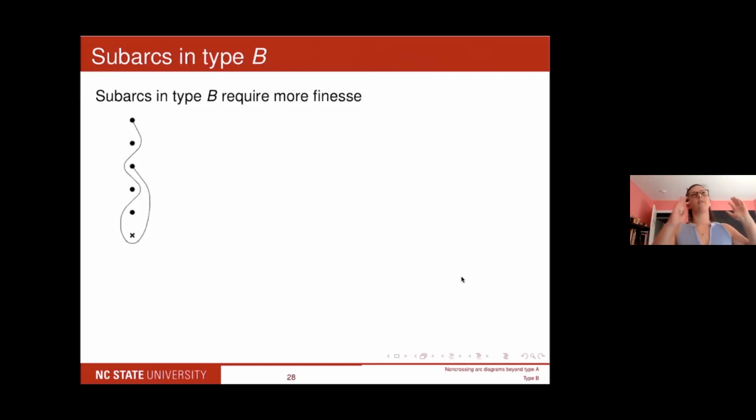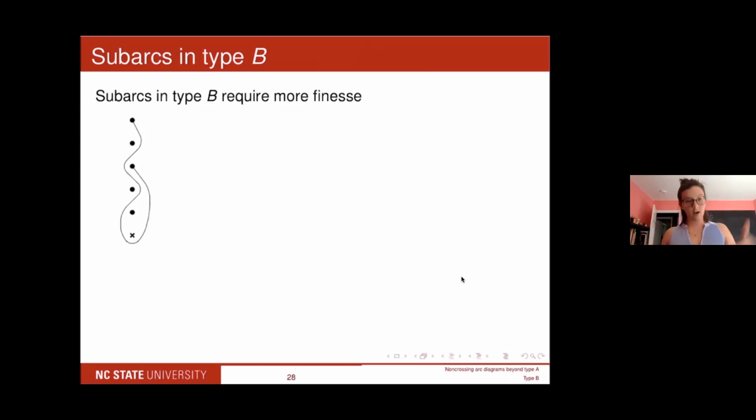Congruences want to know a lot about the combinatorics of a structure, of something we're thinking about. Subarcs are forcing as a way to consider congruences. If we can think of a subarc analog in type B, we can come up with a parallel idea to the theorem that Nathan had. And so let's think about subarcs in type B. They require a little bit more finesse.